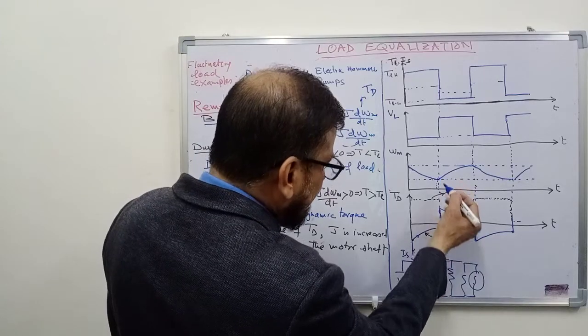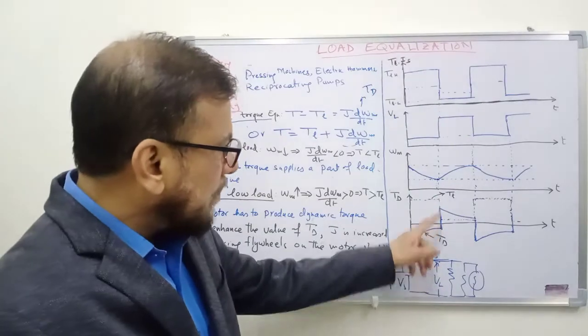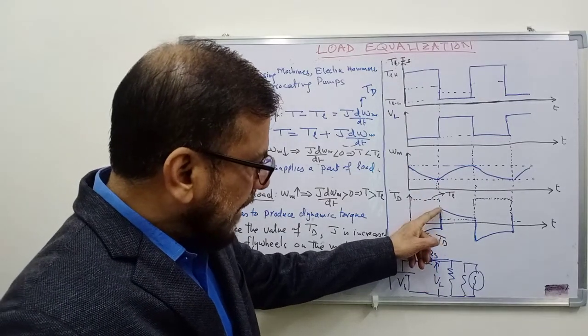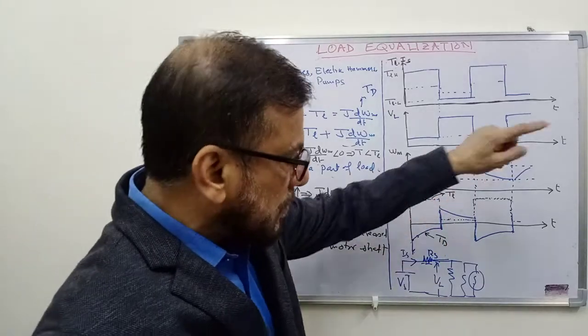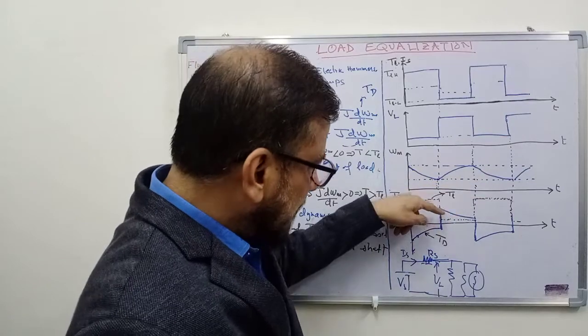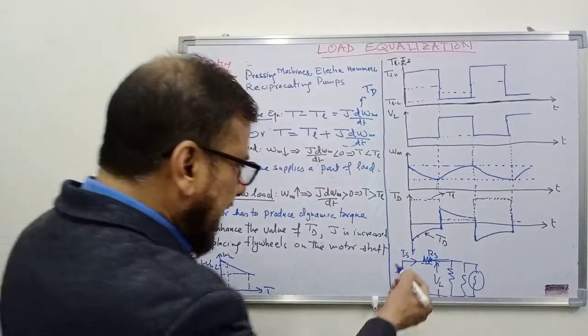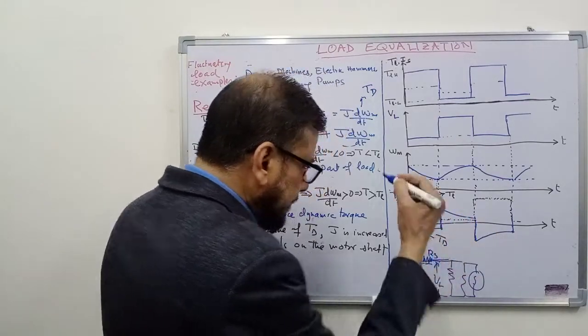And at this instant, speed starts increasing again. So dynamic torque becomes positive. It becomes like this. Again, dynamic torque will be there only when the speed changes. If the speed settles to a constant value, it will move towards 0. So this is the dynamic torque produced by the system.